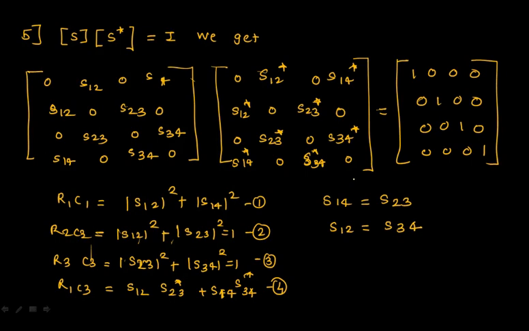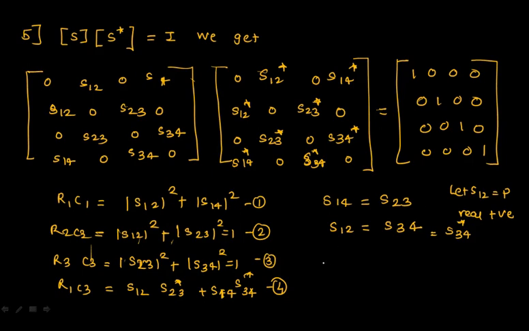Now, let us assume that S12 is equal to P. It's real and positive. So if S12 is equal to P, then S34 will also be equal to P. And if S34 is equal to P, S34 complex conjugate will also be P. Now let us put all these values in equation number 4.